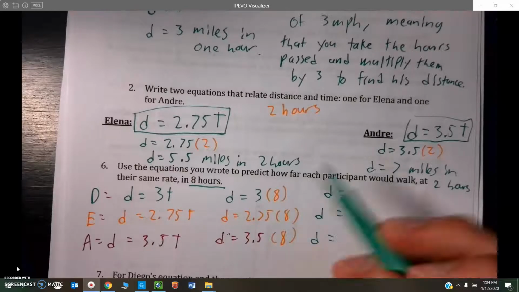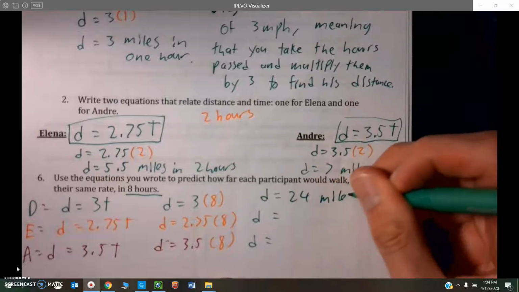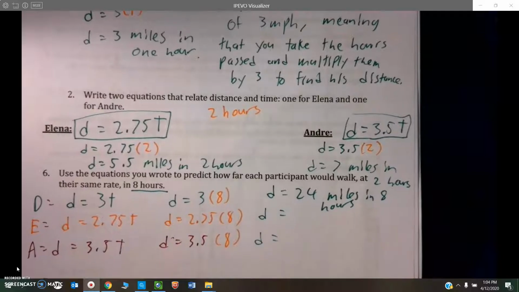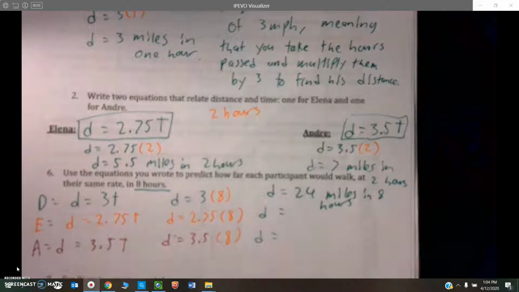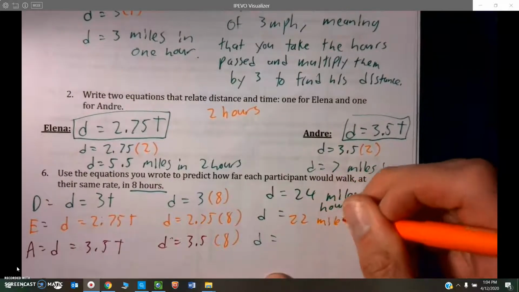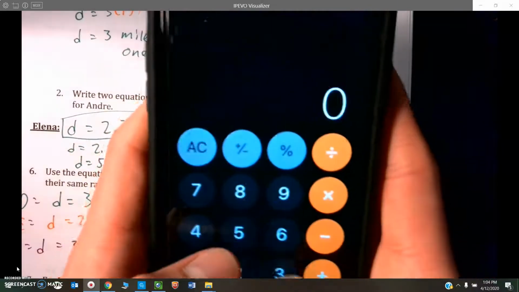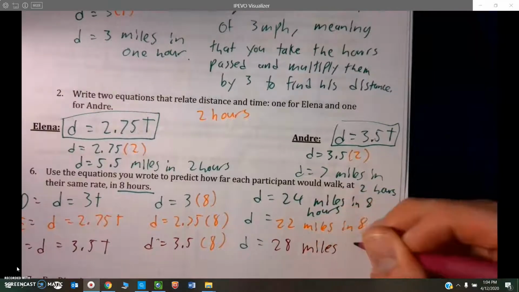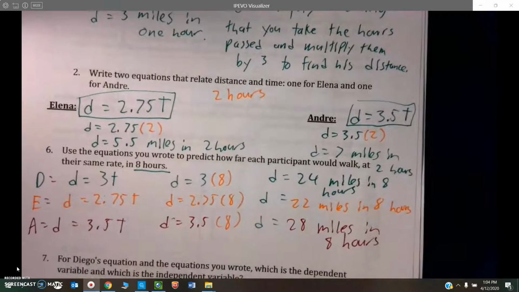And then that would mean 8 hours, 3 times 8. Diego would go 24 miles in 8 hours. Elena would go 22 miles in 8 hours. And Andre is 3.5 miles per hour, so multiply that times 8. And he would go 28 miles in 8 hours.